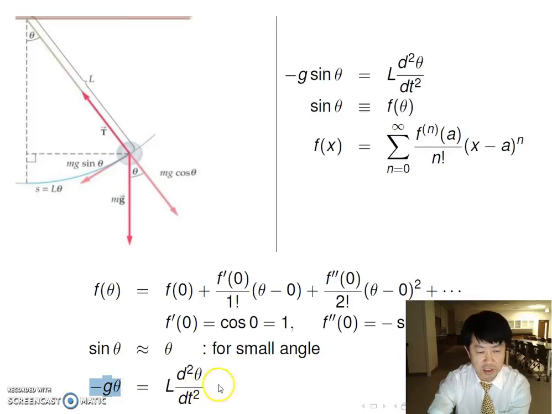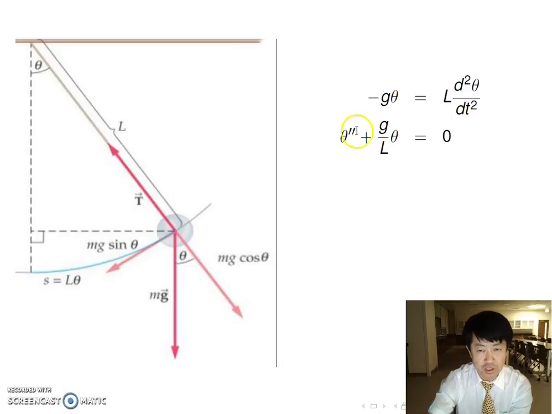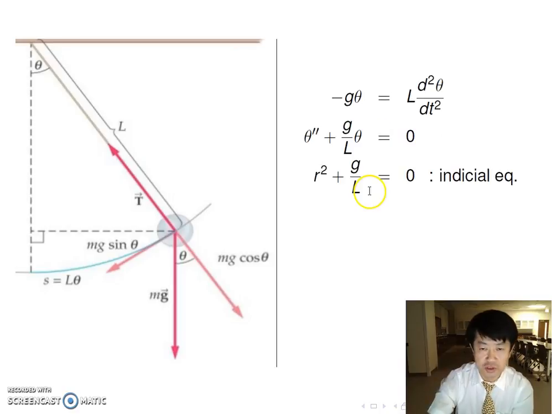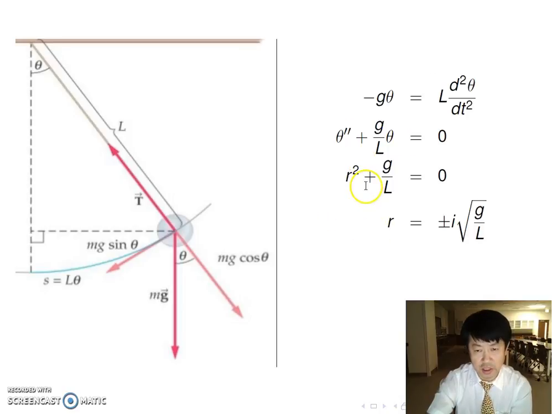So we have negative g sine theta equals L times the second derivative of angle theta. So we have this second order differential equation. To solve this equation, we use the initial equation r squared plus g over L equals 0. Easily, you can write r equals plus or minus the complex number square root of g over L. Once you have the roots of the initial equation, you can write the solution of the differential equation.